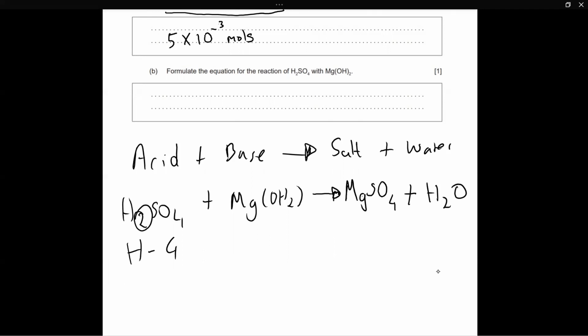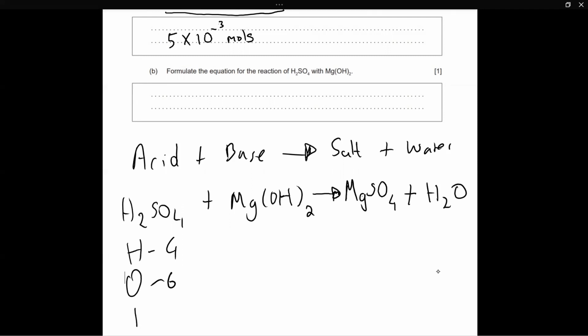And oops, I made a terrible mistake. This 2 is meant to be outside the bracket, not inside. Sorry, my sincere apologies. We have 4 hydrogens, 2 over here, and it's OH2, so there are 2 hydrogens over here as well. How many oxygens do we have? We have 6 oxygens because we have 4 over here and we have an additional 2 over here.